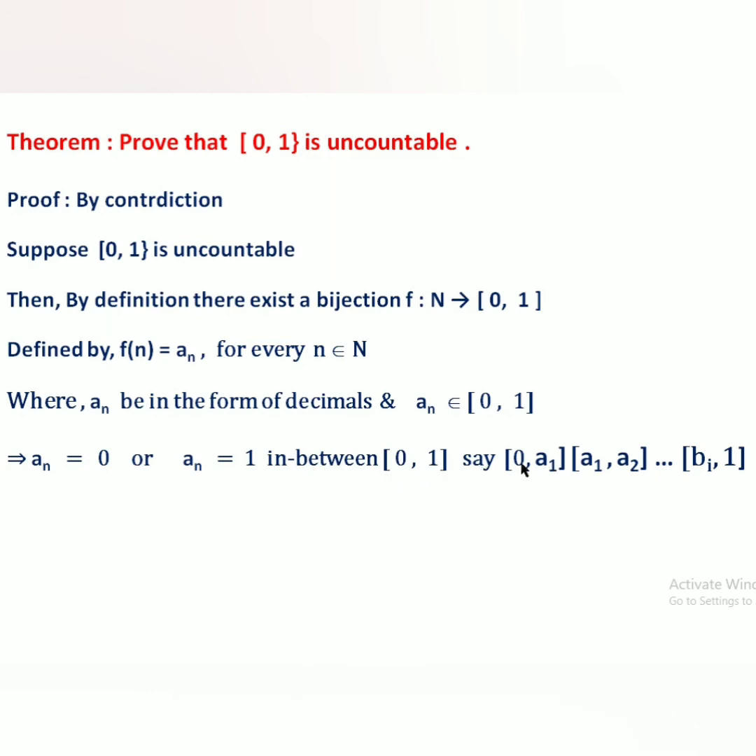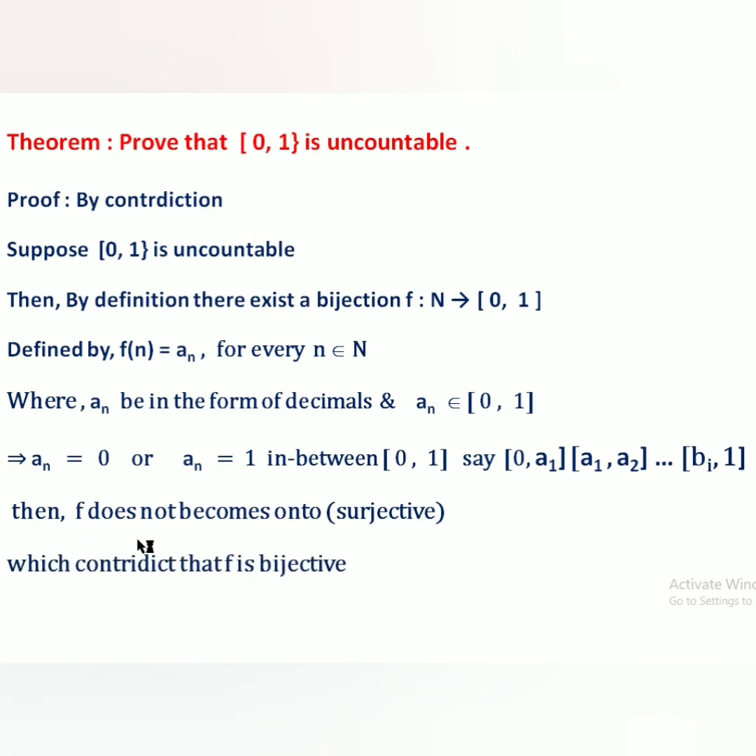In between 0 and 1 there are so many subintervals, say (0, A1), if it ends with A1 then the next starts with A1 and ends at A2, and starts with A2 and so on. That means the last element and first element coincide. What it shows is, if they coincide, F does not become onto, which is a contradiction that F is bijective. Therefore, our supposition that (0,1) is countable is wrong. Therefore, it should be that (0,1) is uncountable.